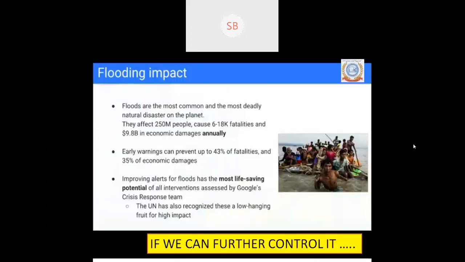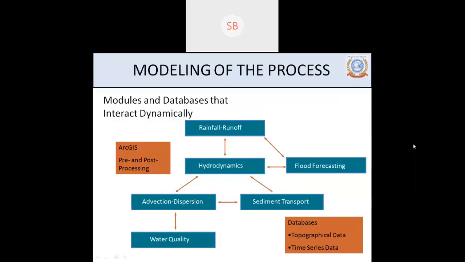So all these things are known factors, so this is the statistics. So if you cannot further control it, then it will lead to this disaster again every year you face, and I'll be making presentations every year. So this is the normal standard modeling technique that you adopt, which is lacking the AI and machine learning approaches.